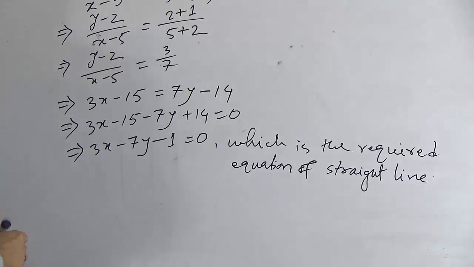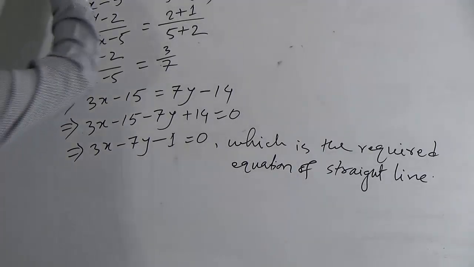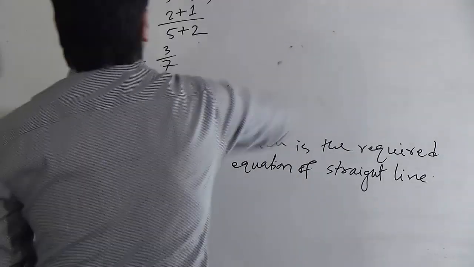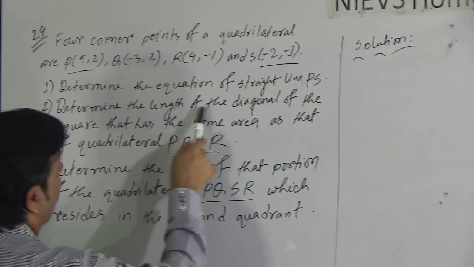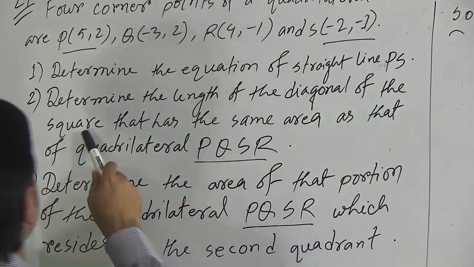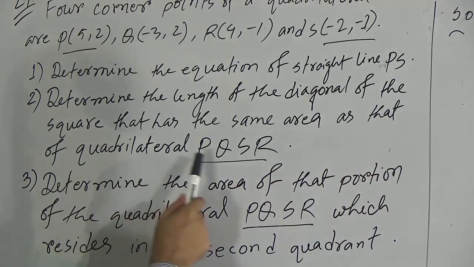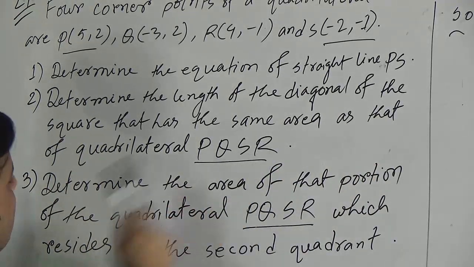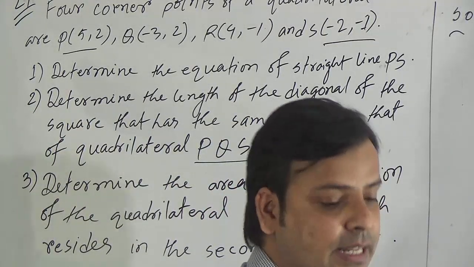Okay, dear students, so I hope you have understood how to solve the first question. Now I will solve the second question. What is the second question? Now see. The second question is: determine the length of the diagonal of the square that has the same area as that of quadrilateral PQSR. It means that here 4 corner points are given.